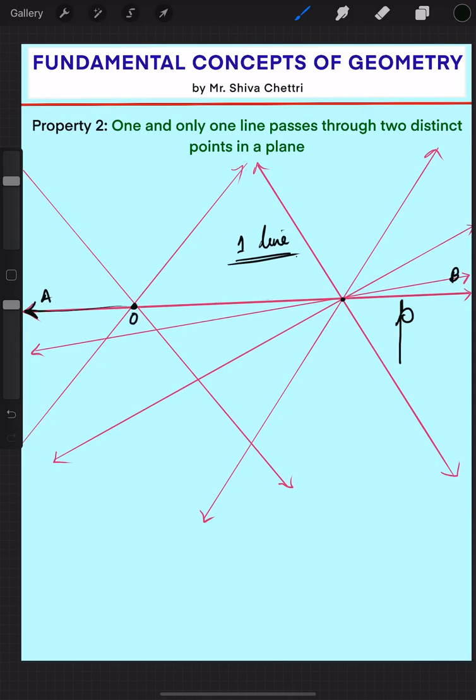Suppose this point be X and this point be Y. If you are confused with this, you can just mark 2 dots and draw one line. It is clearly understood that this line is passing through 2 distinct points, right? So what do you think? Only one line can be passed through these 2 distinct points, because they are separated, right? So only one line can be drawn. Similarly, that can be understood as property 2, right? So next we have property 3.